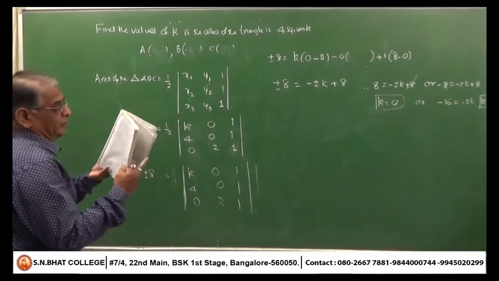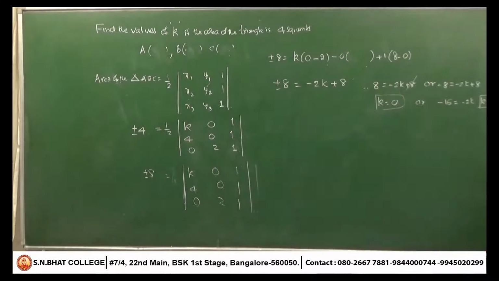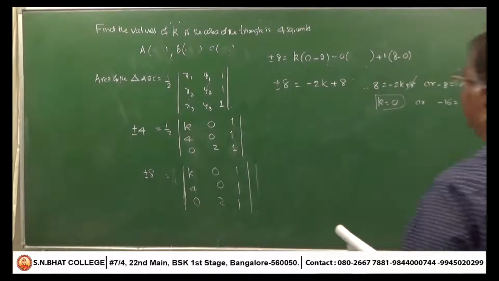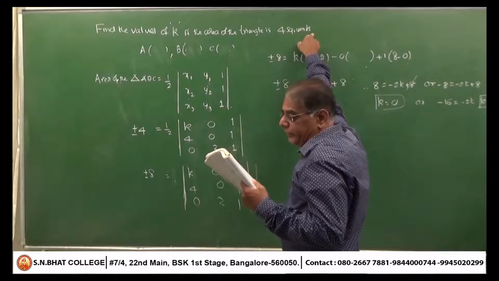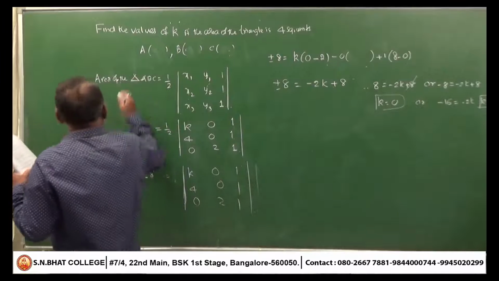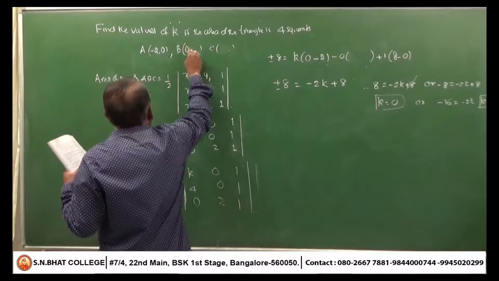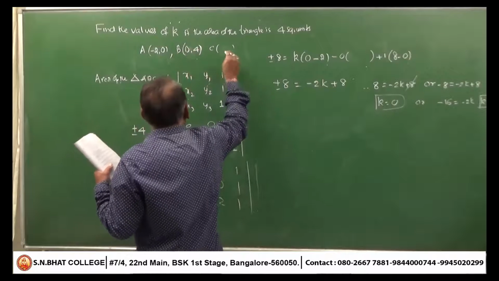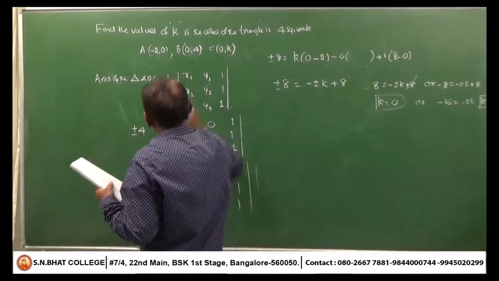Next problem. Find the values of k if the area of the triangle is 4 square units and the vertices are A (minus 2, 0), B (0, 4), C (0, k). Find the values of k.